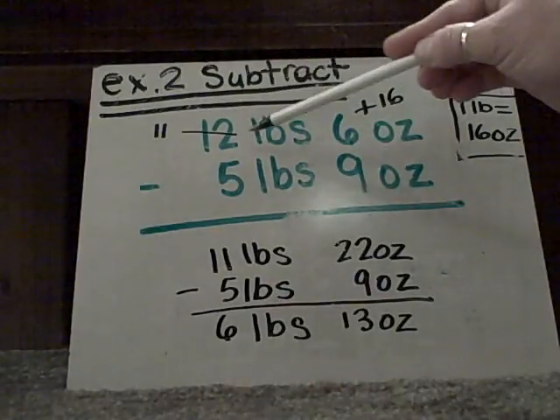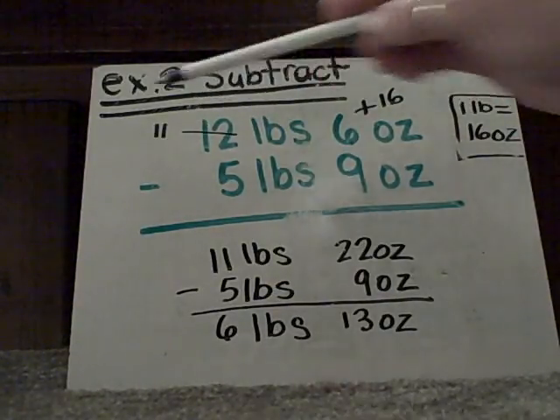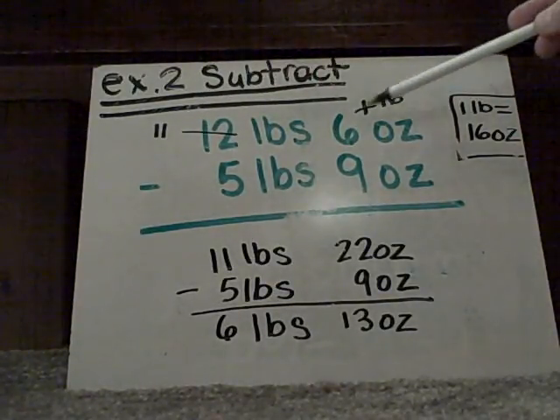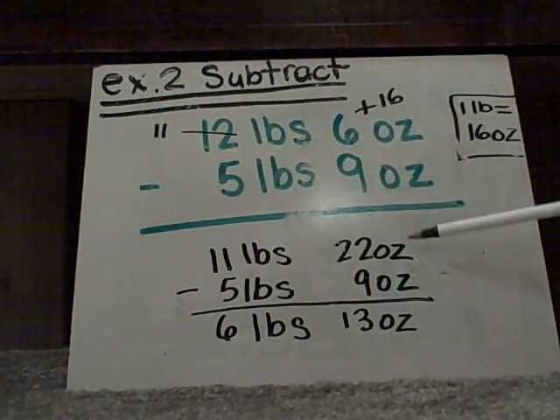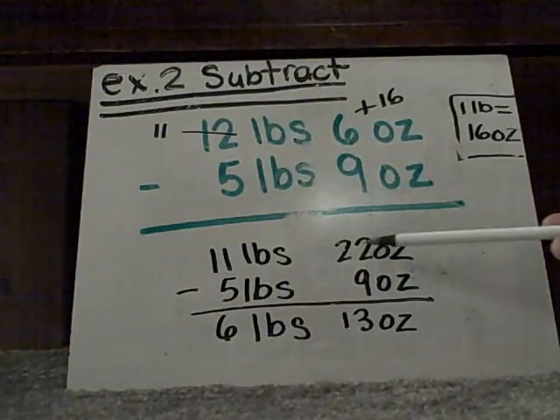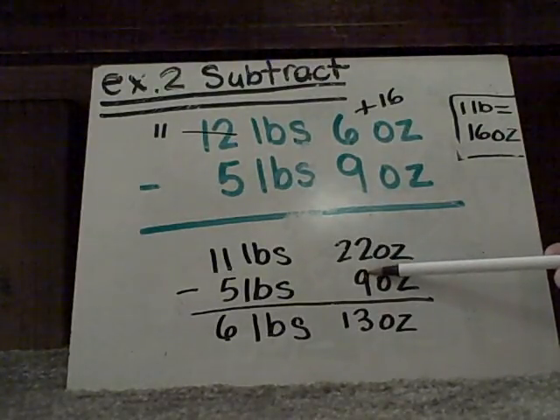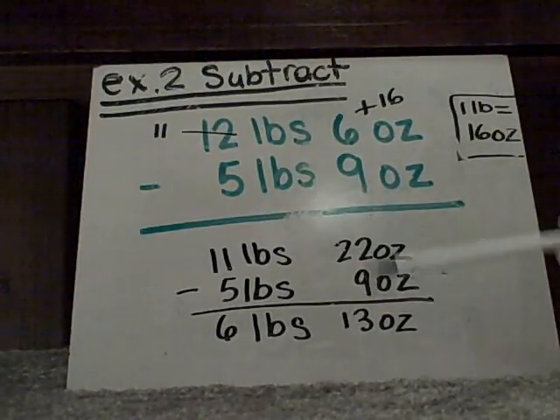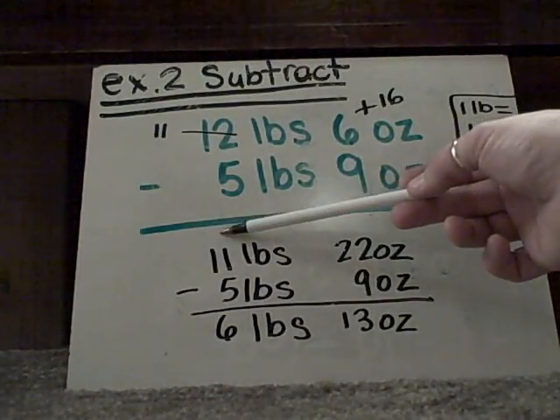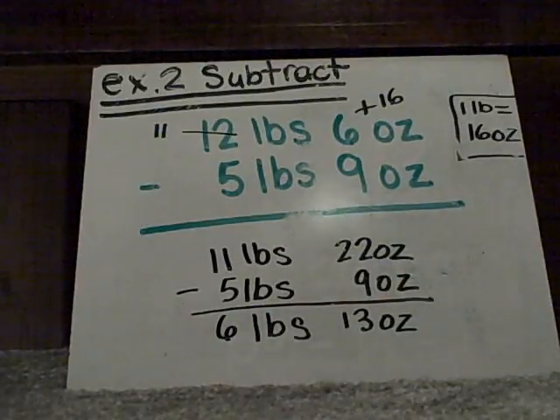If I borrow a pound, making 12 pounds into 11 pounds, I'm adding 16 to the number that was already there. So when I add 6 and 16, I get 22. 22 minus 9 leaves 13. 13 ounces, and then I have 11 pounds minus 5 pounds is 6 pounds. So my answer is 6 pounds, 13 ounces.